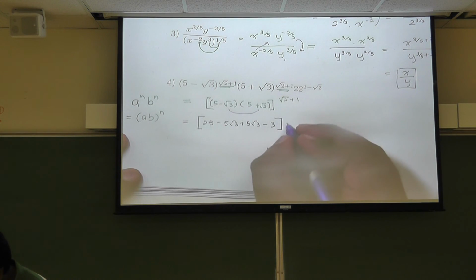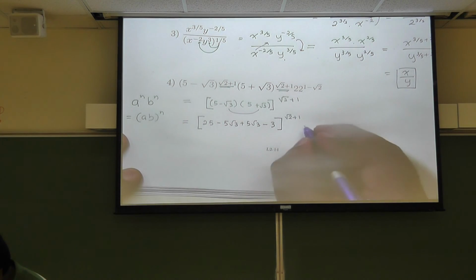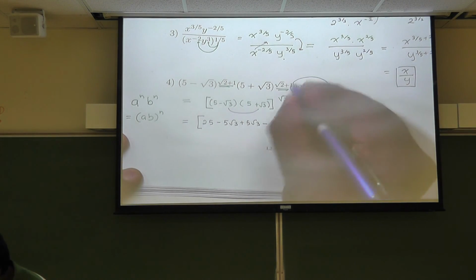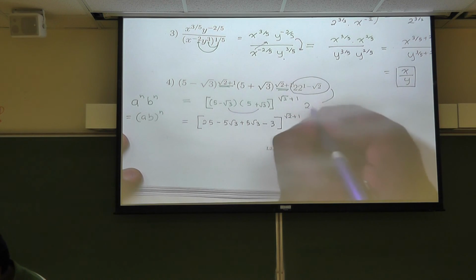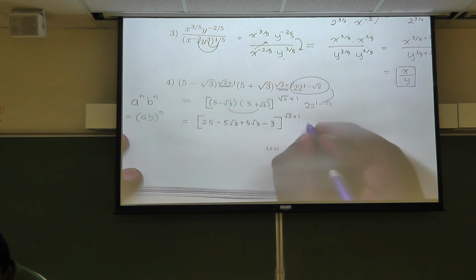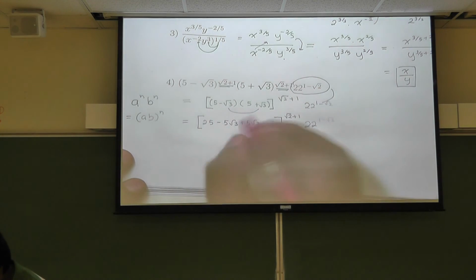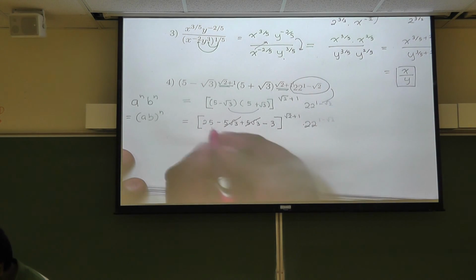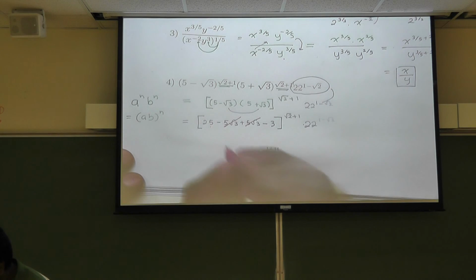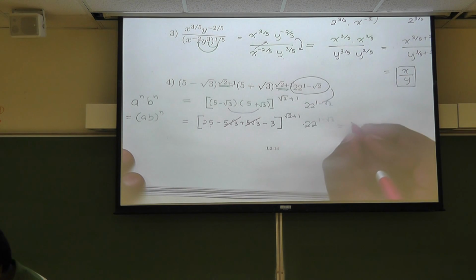And also keep track of the exponent. And also there was something else here. You have to bring it forward. So 22 to the 1 minus root 2 is still there. So you can see that these two cancel off and you end up with 25 minus 3, which is 22. So what you have here is 22 to the power root 2 plus 1, and then 22 to the power 1 minus root 2.